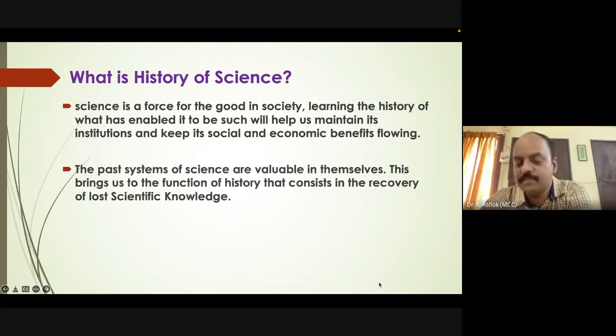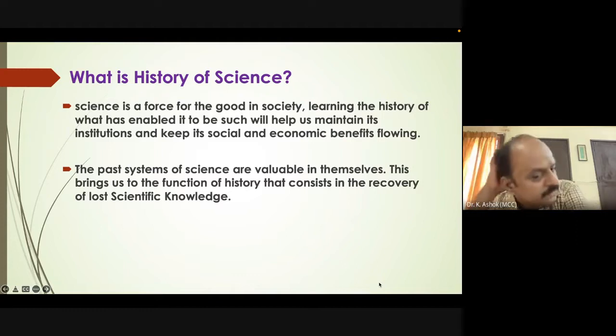The past systems of science are valuable in themselves. This brings us to the function of history that consists in the recovery of lost scientific knowledge. So again, history of science helps us to know the past.